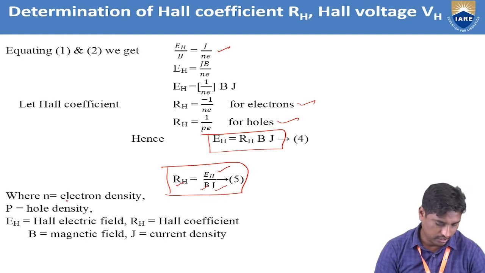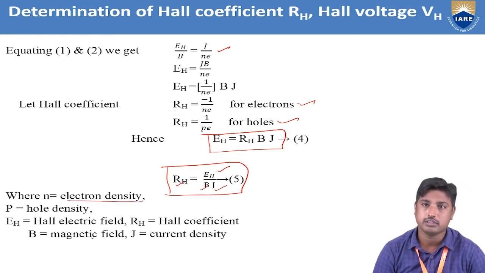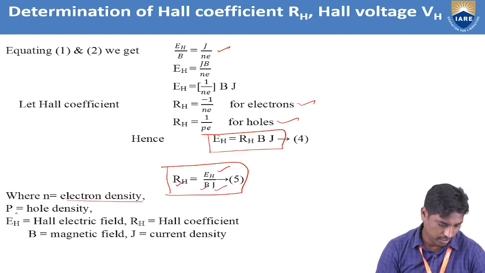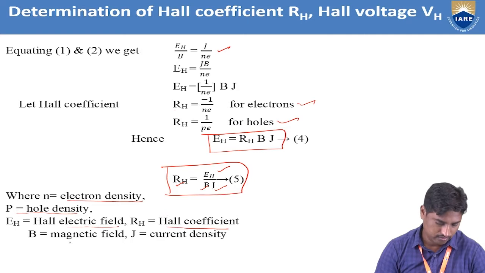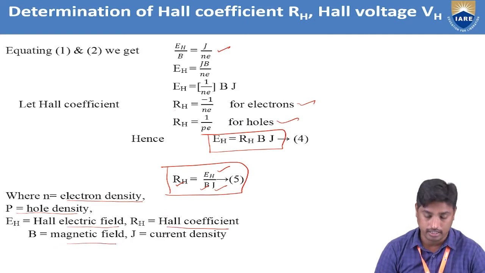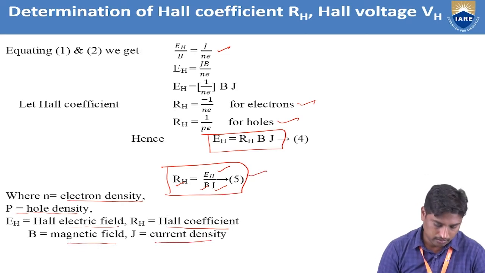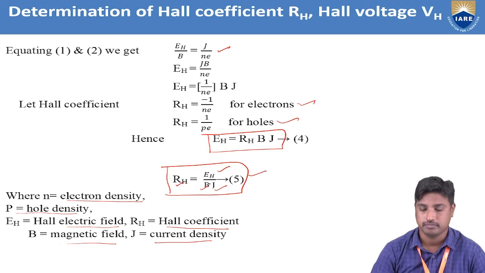So here n is the electron density, p is the hole density, E_H is the Hall electric field, R_H is the Hall coefficient, B is the magnetic field, and J is the current density. And this is the relation between all the quantities here: R_H, E_H, B and J.